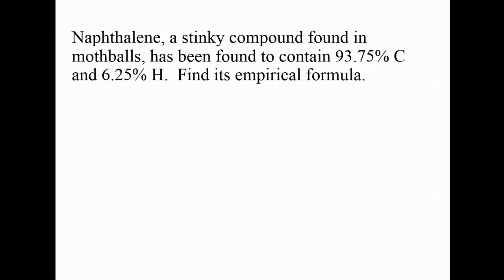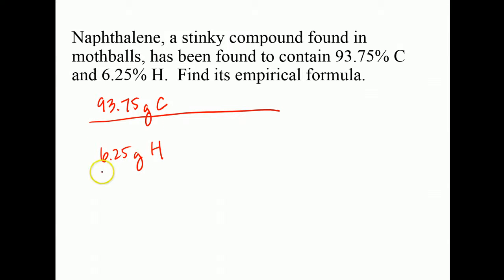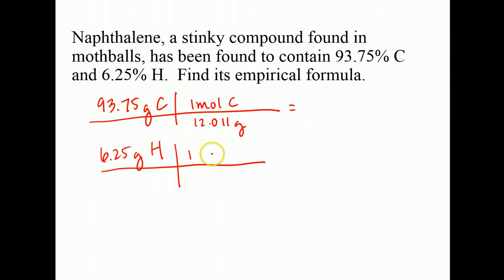They contained 93.75% carbon and 6.25% hydrogen. We need to find the empirical formula. So again, 93.75 grams carbon, 6.25 grams hydrogen, and we want to change grams to moles. So 1 mole of carbon is 12.011 grams, and 1 mole of hydrogen from your periodic table, 1.0079 grams.